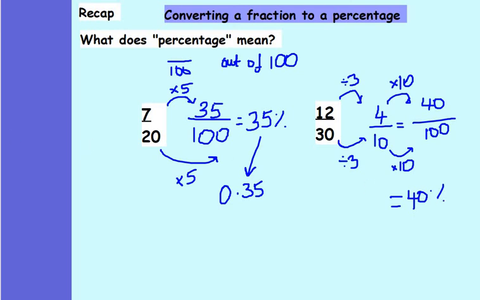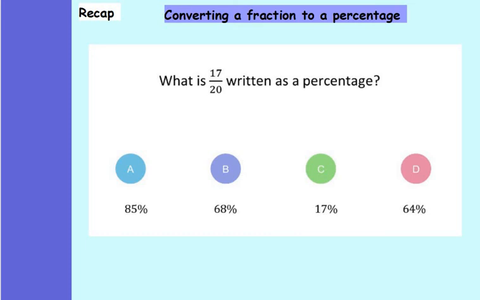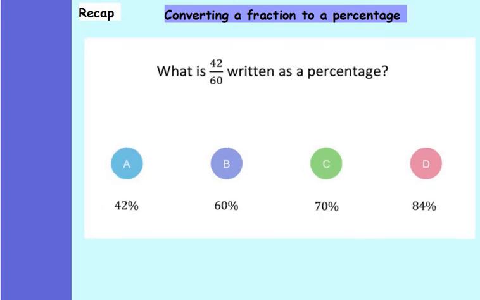Okay, Year 7, light blue books. A, B, C, D. What is 17 over 20 written as a percentage? Work that out for me now. And the answer I'm looking for is A, 85%. A, B, C, D. What's 42 over 60 as a percentage? Pause the video, have a little think if you need.